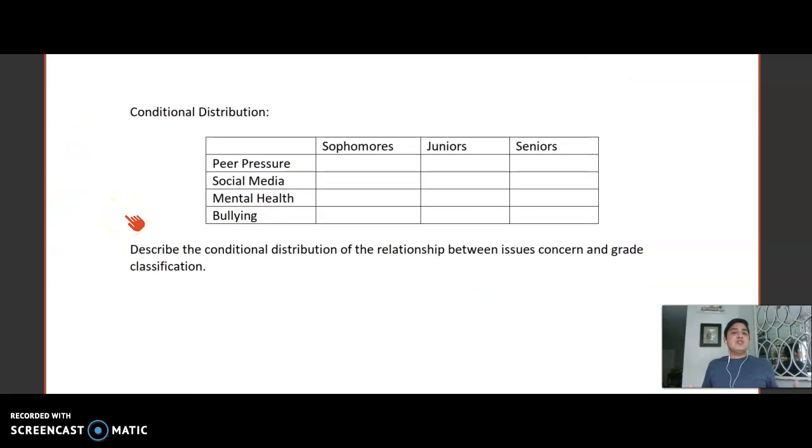So now let's talk about the conditional distribution. Now I'm looking not at the total data set, but specifically at each grade level. So for example here, for the sophomores, I had 15 total sophomores. So for peer pressure, 4 out of 15 gave me a value here. 2 out of 15. And so for sophomores, I can say that about 26.7% of them were concerned with peer pressure. And so again, I'm going to have you pause the video here and fill out the table, and then we're going to go through and describe the distribution together.